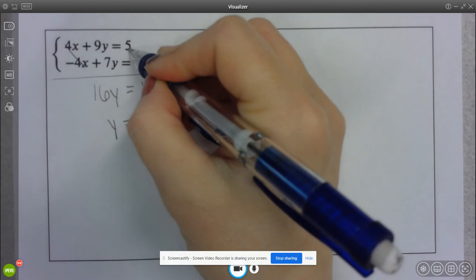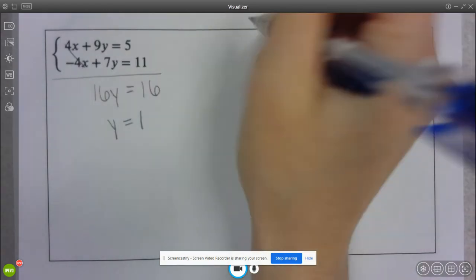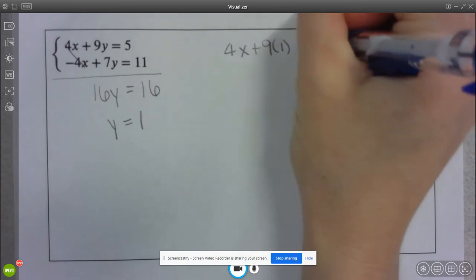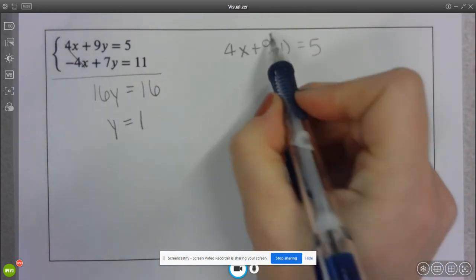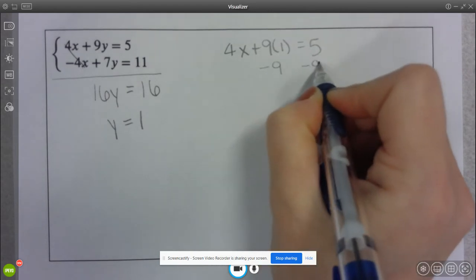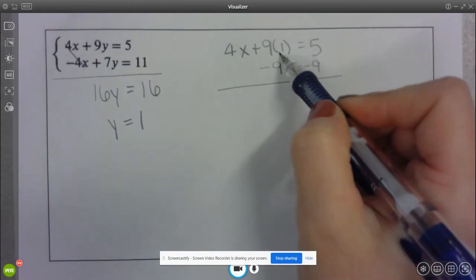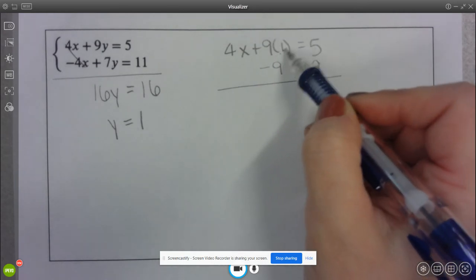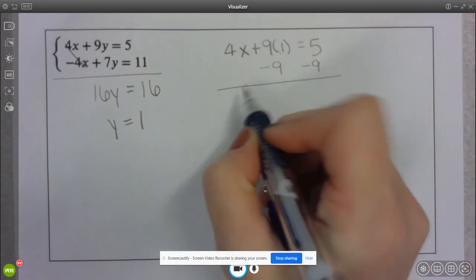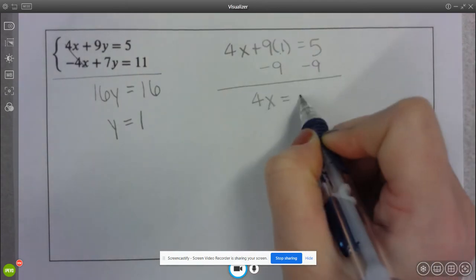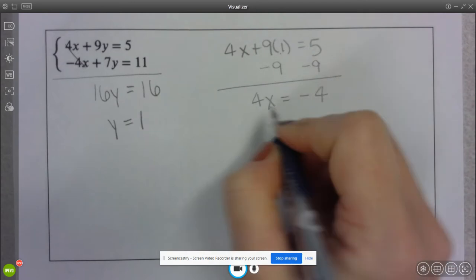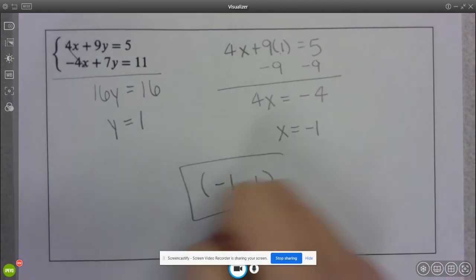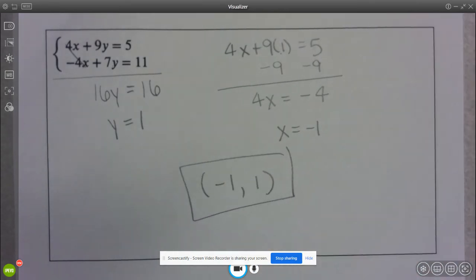Now I'm going to substitute into this first one because my coefficient for x is positive. So 9 times 1 gives me 9, so I'm going to subtract 9 from the other side. If this was any number other than 1, I would actually figure out what it would be multiplication-wise, but it's just 1, so I know nothing's going to change. 5 minus 9 gives me -4, so that tells me x has to be -1. So my solution point is (-1, 1).